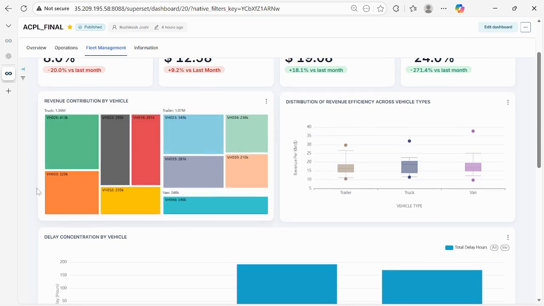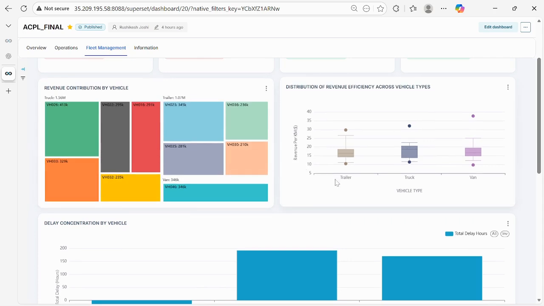Now we have revenue contribution by vehicle. This chart ranks individual vehicles based on their total revenue contribution. It helps us identify top performing vehicles as well as the underperforming ones. These insights are useful for fleet management decisions, such as prioritizing high performing vehicles or reviewing the low performing ones.